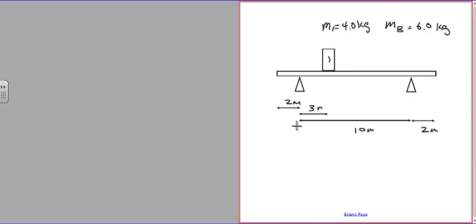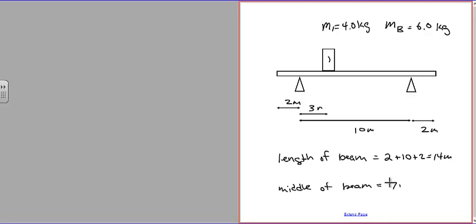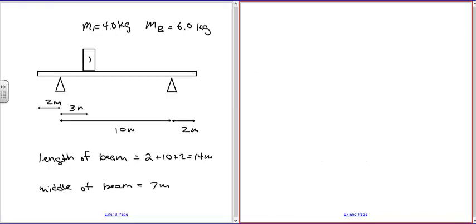So if I wanted to, the question is the length of the beam. So it's going to be 2 plus 10 plus 2. The 3 just locates where the mass is. So the length of the beam is 2 plus 10 plus 2, which is 14 meters. So the middle of the beam is going to be 7 meters from this end point here. So I think that's all we need.